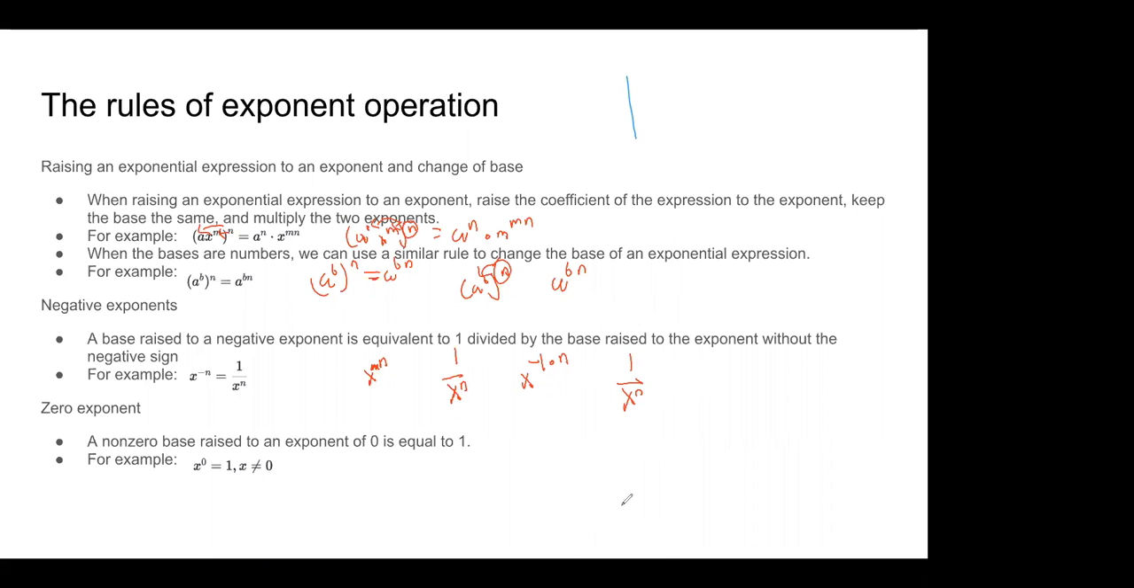So a 0 exponent. A non-zero base raised to the exponent of 0 is equal to 1. So x to the 0, no matter what x is other than 0, is always going to be 1. When x is 0, 0 to the 0 is actually 1. I'm not entirely sure why, but I remember having to look this up a while ago when I was preparing for the SAT. 0 to the 0 is 1, although I'm pretty sure they don't test it.